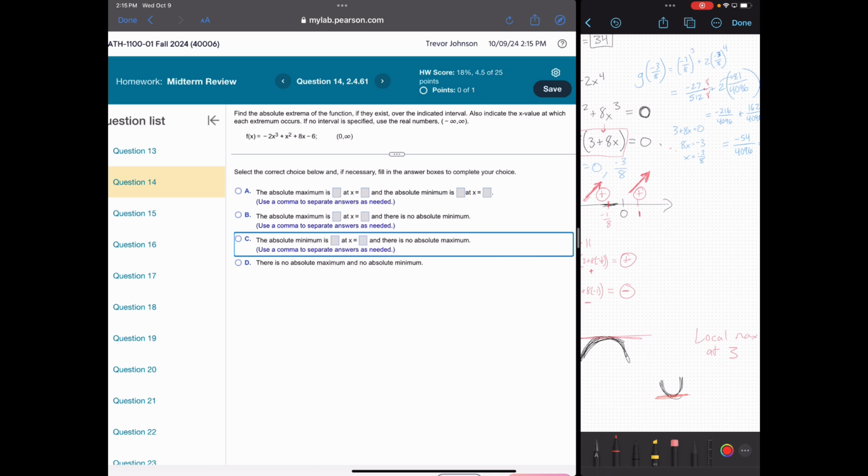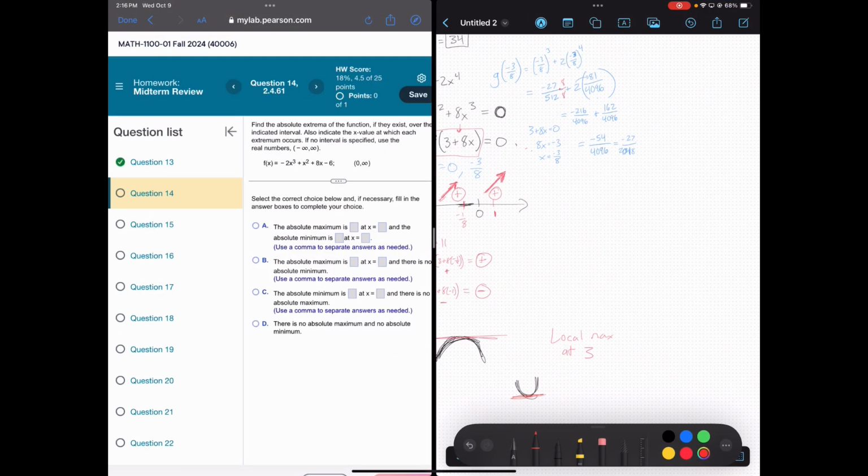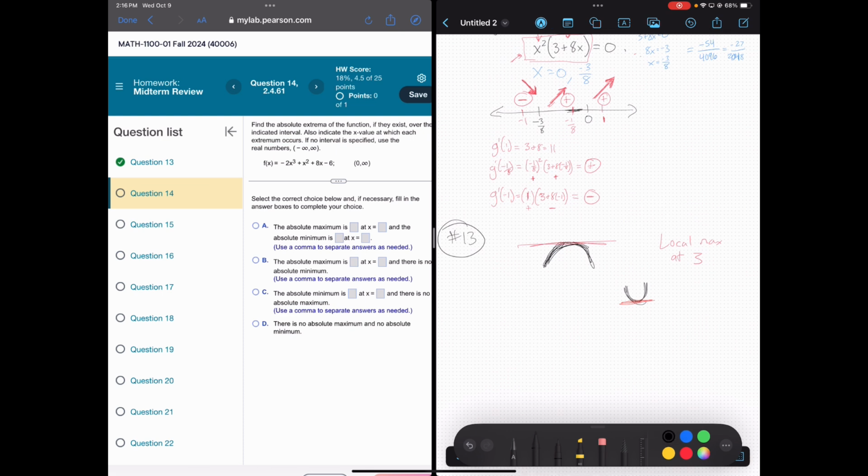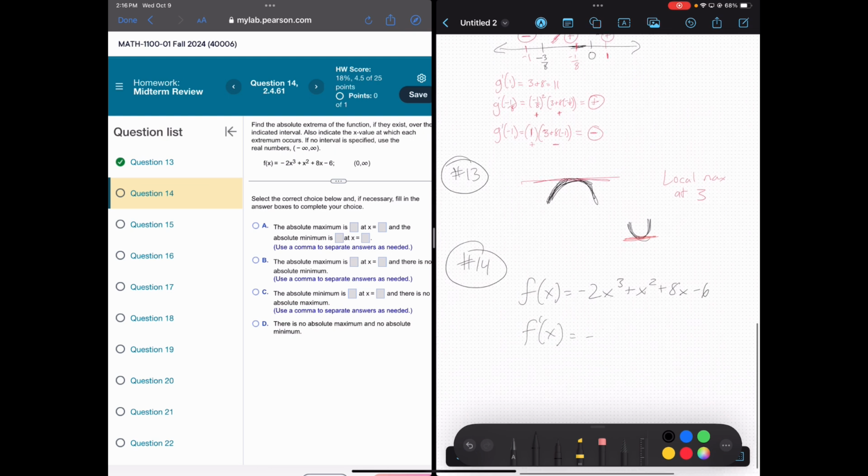If I'm looking for the absolute min or the absolute max, where am I looking? Where do I look for my absolute min or my absolute max? We already said I'm going to look at my endpoints, but where else? Critical points, right? I'm also going to look at my critical points. So I'm going to take the derivative and set it equal to 0. F of x is equal to negative 2x cubed plus x squared plus 8x minus 6. My derivative is negative 6x squared plus 2x plus 8. So I've taken the derivative. I'm going to set that equal to 0.